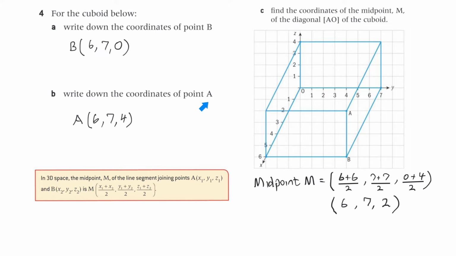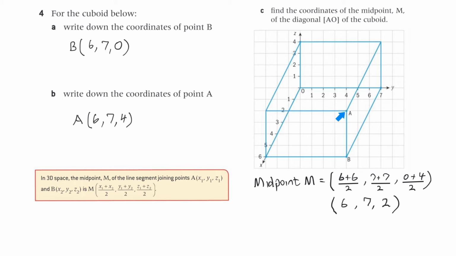Write down the coordinates of point A. Well, this is A here. Now the x value is the same as for the B one, so they're both 6. We can see that because this is parallel to the y. And if you come down here, that side, or the end of the box, is perpendicular to the x-axis. So that's 6.